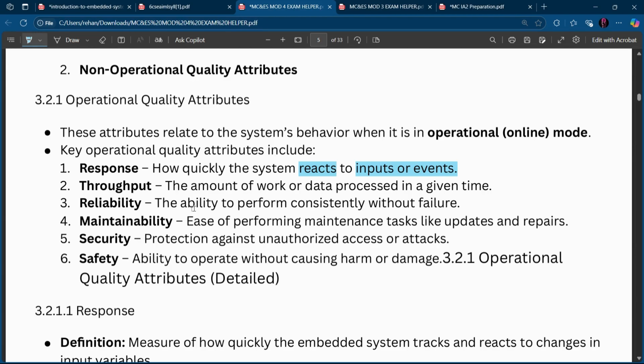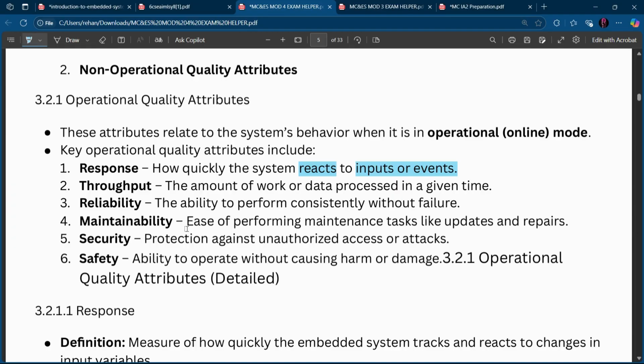Throughput: the amount of work done or data processed in a given time, like how many packets were sent within this amount of time. That's the throughput. Reliability, in the sense of how much you can rely on the system: how long will it work without causing any error? How long will it perform? Maintainability: ease of performing maintenance tasks like updates and repairs.